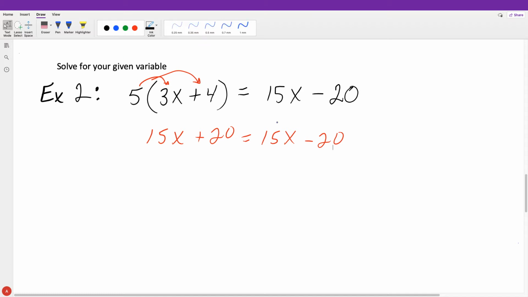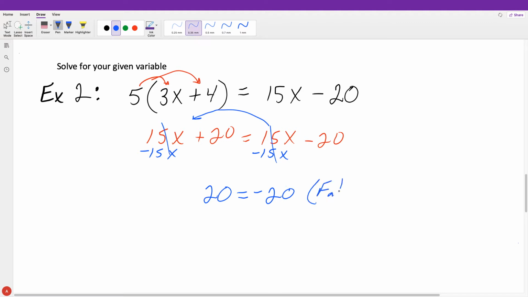So when we have variables on both sides, we want to move them to the same side. So you're always going to see me move mine to the left. So since it's a positive 15x, I will subtract 15x from both sides. And by doing that, since we had the same amount on both sides, they cancel out to 0. And now I get a statement of 20 is equal to negative 20. Well, hold on. Does 20 in fact equal negative 20? No. So that is a false statement.